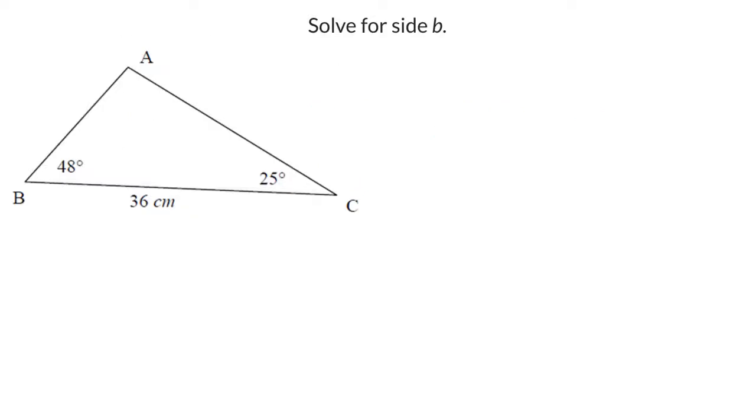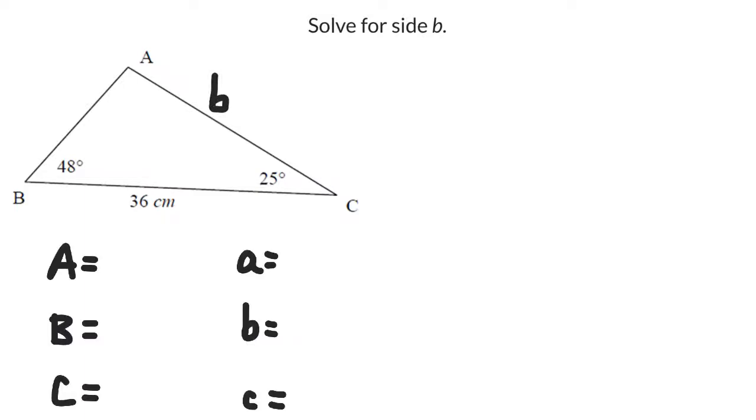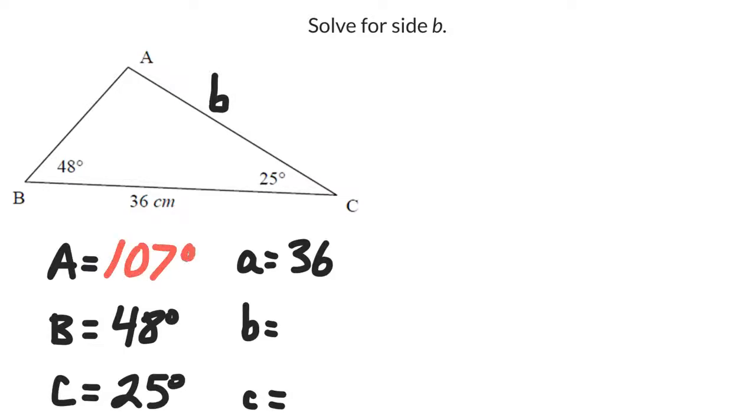In this example, I'm going to use the sine law to solve for an unknown side length. In this case, side b, which is directly across from angle B. I always start these questions by making a chart with all the angles and all the sides. I fill in the values that I know. Since I know two of the angles, I can automatically figure out the third because all the angles have to add up to 180 degrees. In this case, angle A is 107 degrees.